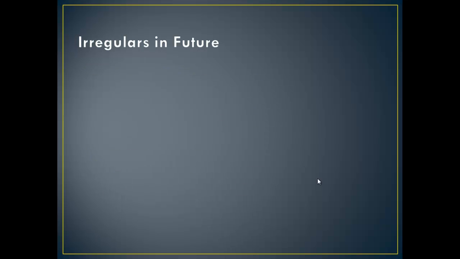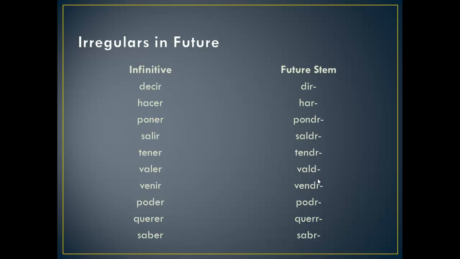Now, of course, it wouldn't be a tense in Spanish unless there were some irregulars. So here is a list. This, of course, is not all of them. These are just the most common. Decir, hacer, poner, salir, tener, valer, venir, poder, querer, and saber. Now they have these future stems, which are like for decir, it's dir, and then you just add the future ending to that. So it would be diré, dirás, dirá, diremos, dirán. Okay. Still use the accents where appropriate, but your spelling is going to change to these future stems, and you add the ending directly to that.